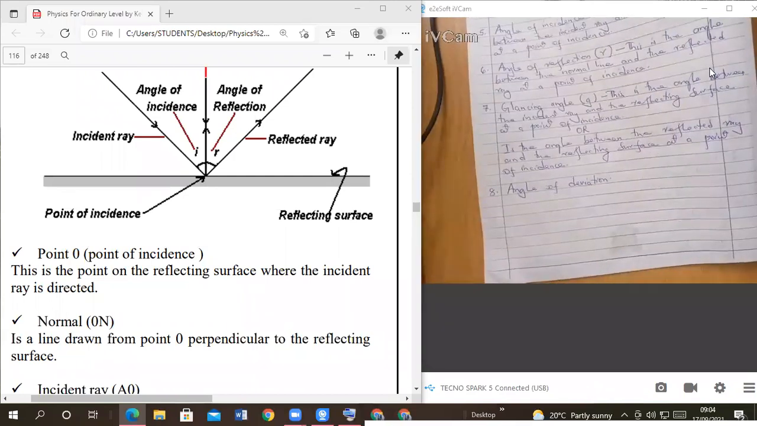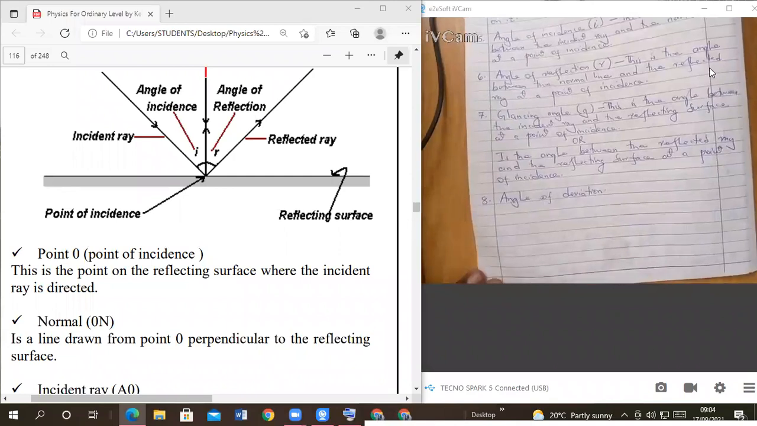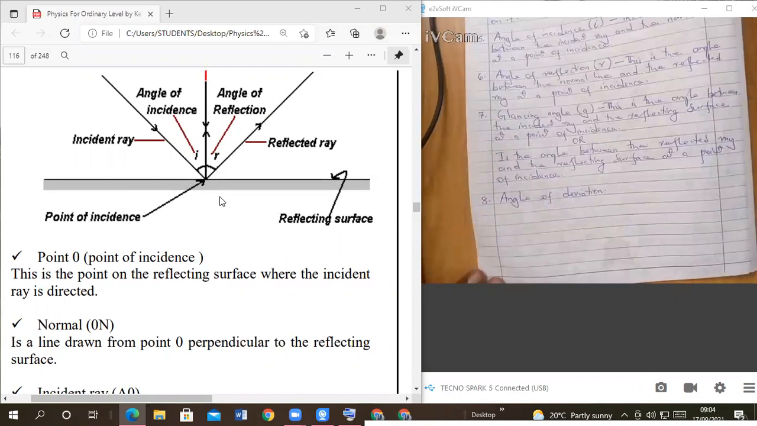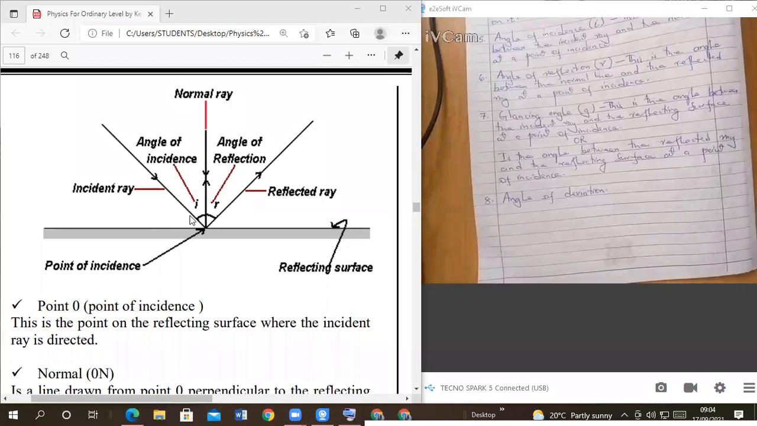So we are looking at the terms used in reflection of light. So far we have looked at 7 of them, right? Yes. You can see from our diagram there. We are still going to use the same ray diagram. So let's look at the 8th term, which is angle of deviation.